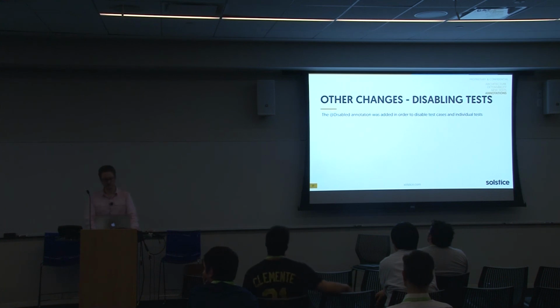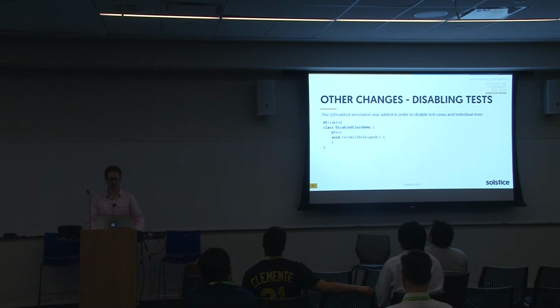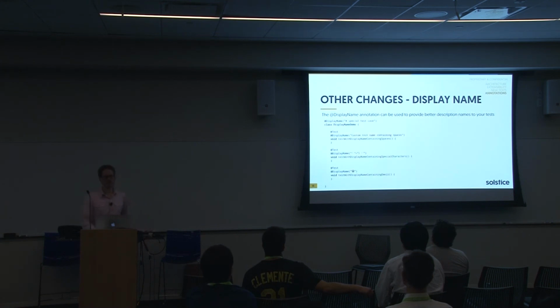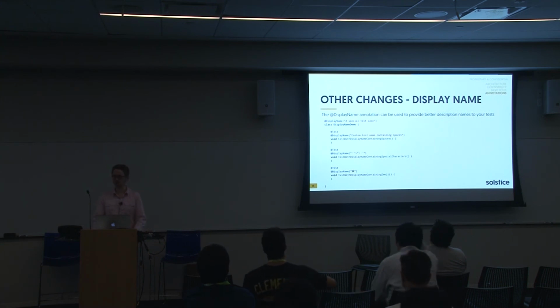They made some more annotations and technical changes with JUnit 5 as well. They introduced a disabled annotation, and you can disable either at the test method level or the test container level. This is kind of a cool one. They introduced display name. So no longer do you have any excuse to write this really confusing test that nobody knows what it does. You can mark a test with a display name, including emoji support.